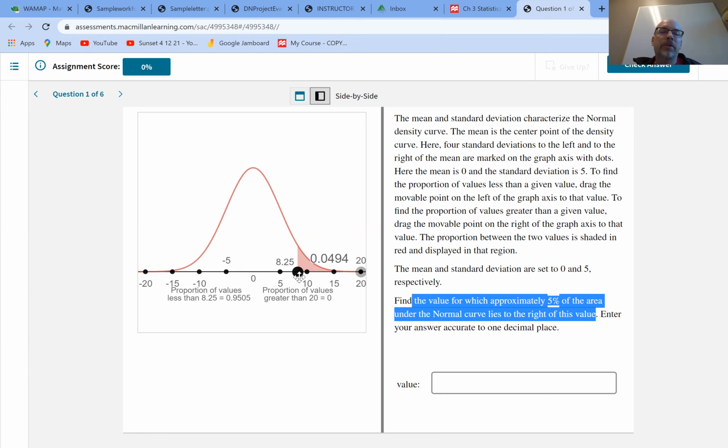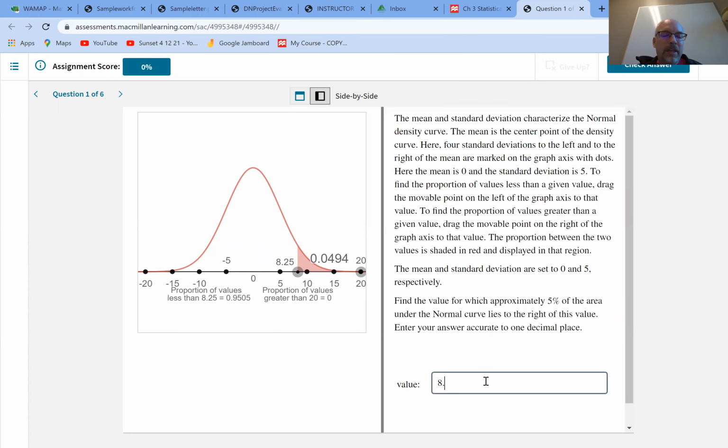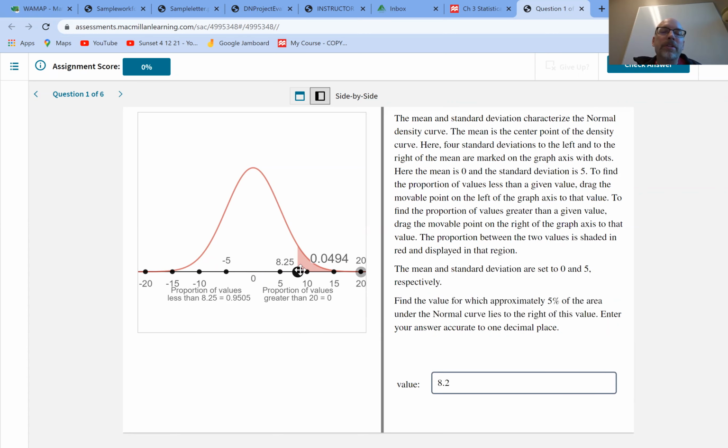And so the answer I'm looking for is something like 8.25 or probably 8.2, because I'm not quite to 5 at 8.25. I've gone too far to the right. I want to go over just a little bit farther to the left. 8.2, it doesn't look like I can quite get my cursor there. 8.15 is a little bit over 5%. So I'm going to go with 8.2, that if you go to 8.2, you're going to get 5% of your values above that 8.2 measurement.